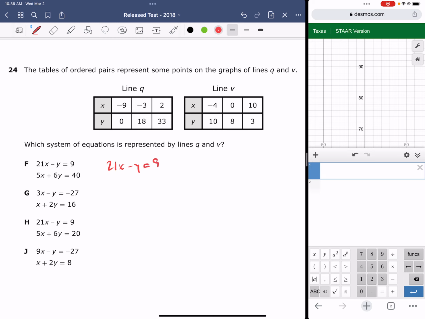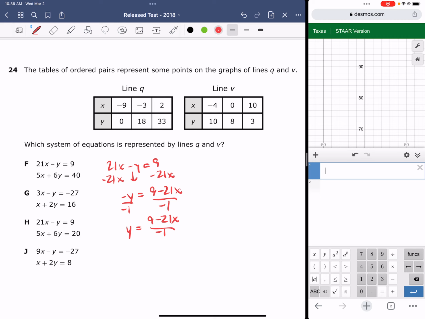To start solving for y, we subtract 21x on both sides of the equation, and make sure that you carry down the negative y. Then we have 9 minus 21x. To get y by itself, we would divide by negative 1 so that we get y equals 9 minus 21x divided by negative 1.